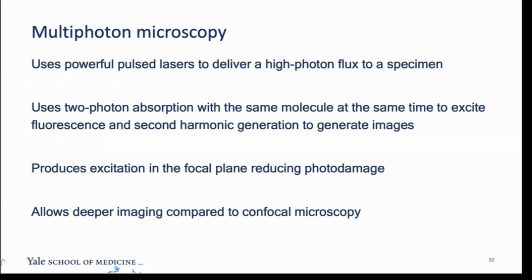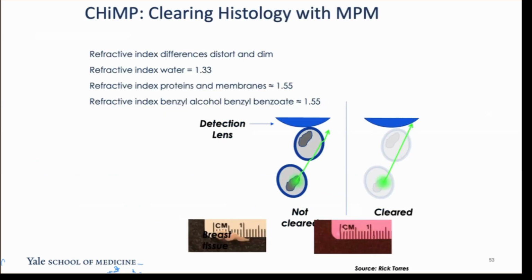The principle here is that pulse lasers are used to deliver a high photon flux to a specimen. It then generates fluorescence signal and second harmonic, which can be captured to reconstitute an image. An advantage of this technique is that the excitation is only in the focal plane, so the photodamage is minimal, but at the same time it allows deeper imaging compared to confocal microscopy. What the BABB clearing does is approximate the refractive index of proteins and membranes to the medium, so that the light diffraction captured by the detection lens is minimal.